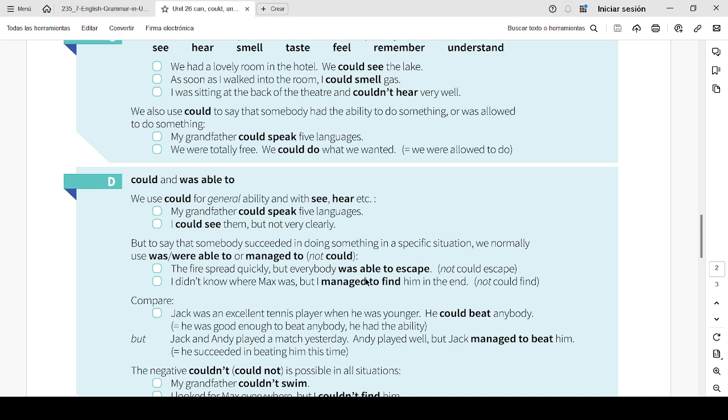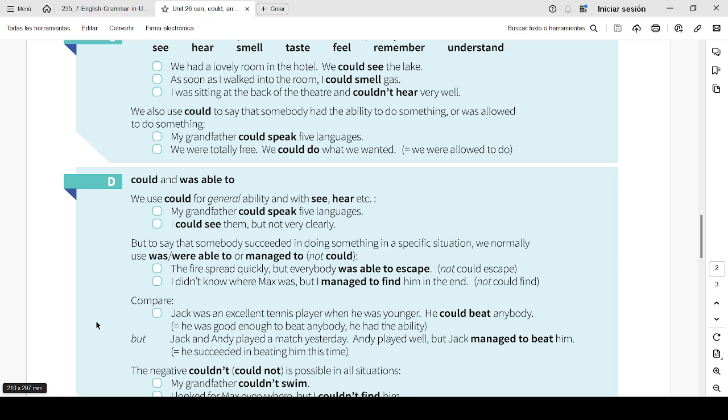Let's compare some examples. Jack was an excellent tennis player when he was younger. He could beat anybody, right? In this example, he was good enough to beat anybody. He had the ability. So we're talking about the ability that Jack used to have, right? But Jack and Andy played a match yesterday and Andy played well, but Jack managed to beat him. So check it out. That's the difference.